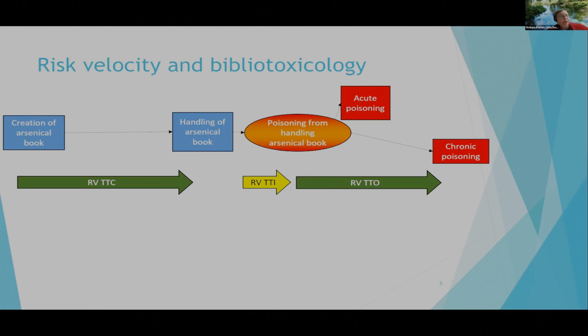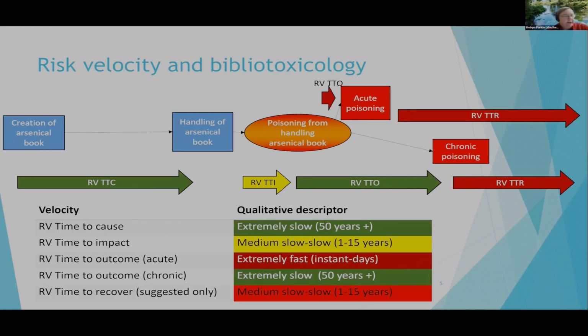Whether there'd be enough absorption to cause chronic ill health effects for people that regularly handle arsenical books is yet to be determined. Risk velocity time to outcome for acute arsenic exposure is extremely fast. Risk velocity time to recover is likely to be medium slow to slow, if recovery is possible at all.